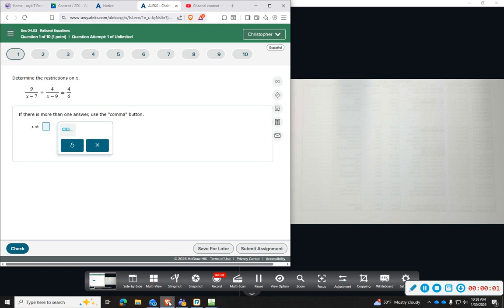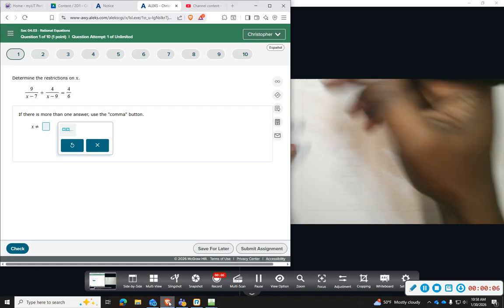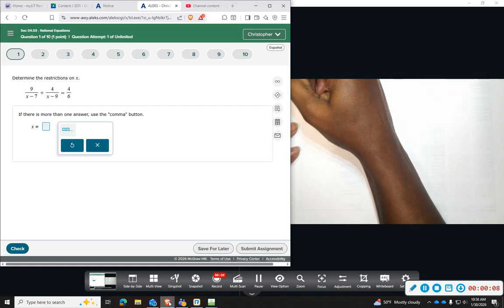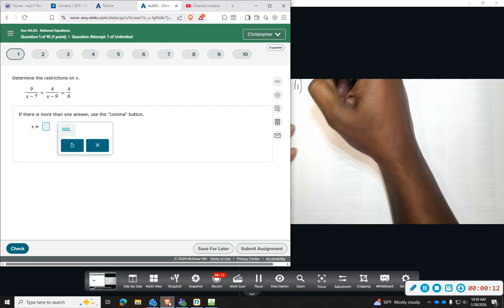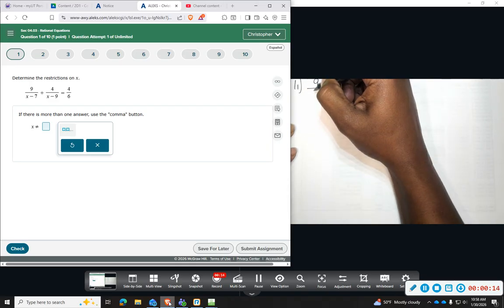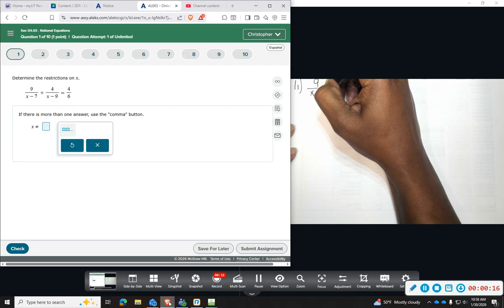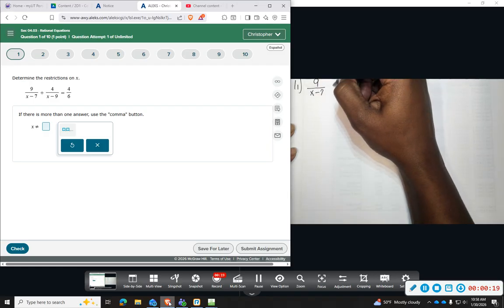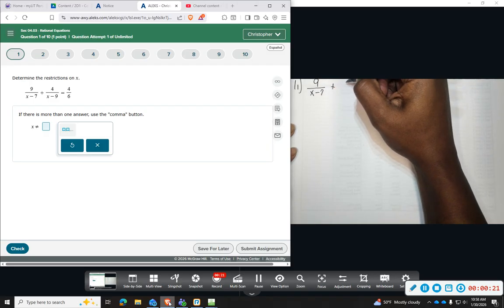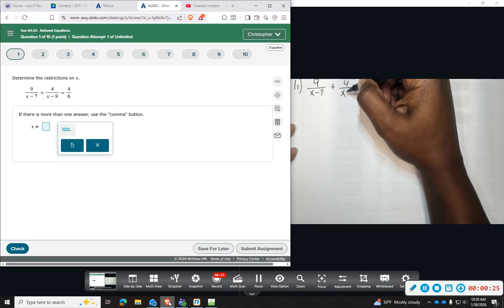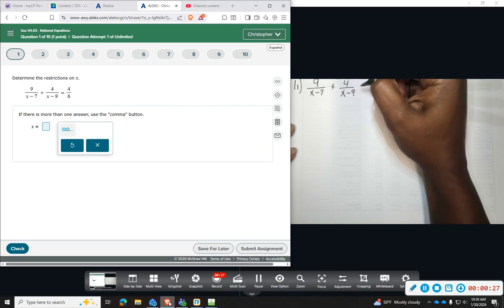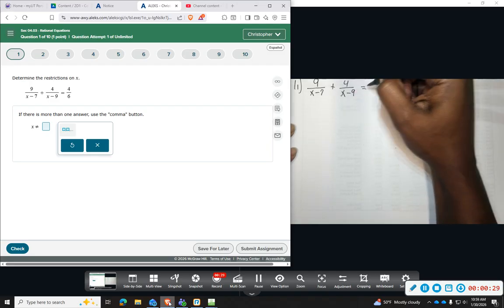All right, number one, it says determine the restrictions on x. So for this rational expression, they just want you to be mindful of whatever causes you to divide by 0. That will be an erroneous solution, and we'll have to throw it out. The way that we figure out what the restrictions are is by setting the denominator equal to 0.